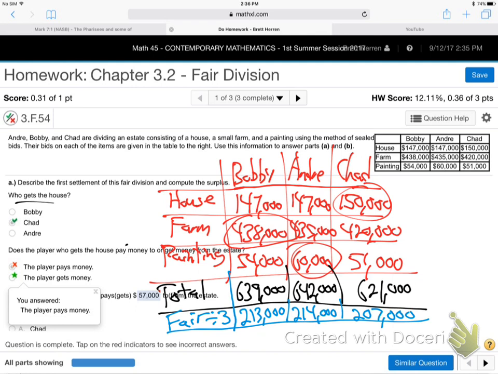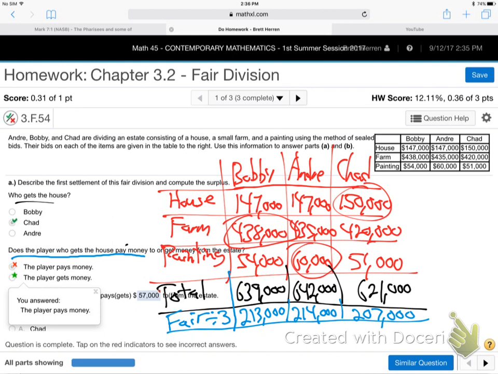So fair share. The next question they're asking right here: does the player who gets the house pay money? Because everybody that gets objects also gets some extra. If they get a small object, they get some extra money with it. Or if they get a really large object, they have to pay money back into the estate. Well, how do you know which is which?